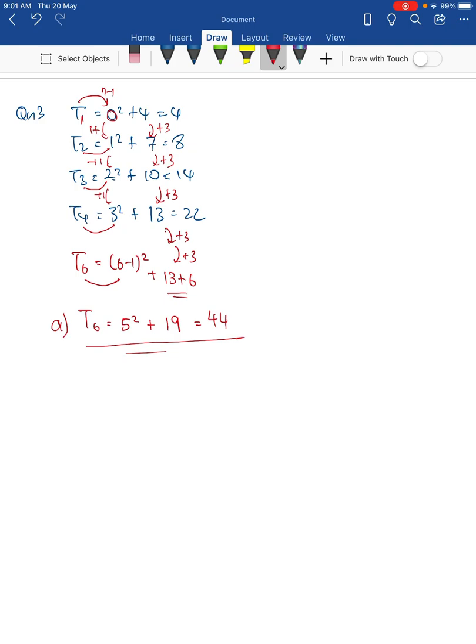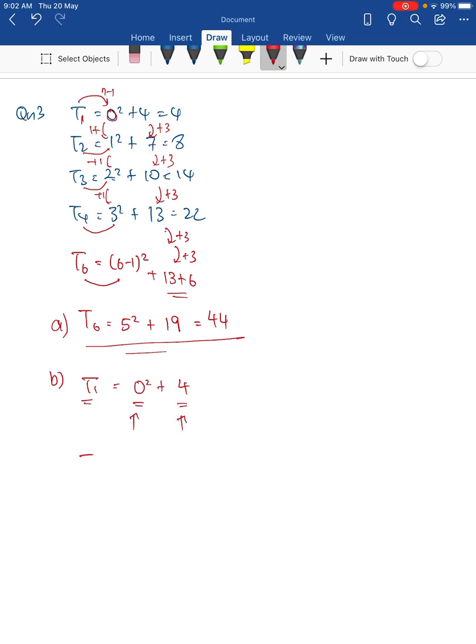Okay, next part B. We are supposed to find the nth term, Tn. So this one is slightly more difficult. So how do we do this question? First we need to break down into two parts. So T1, you can see that is 0 square plus 4, right? So each term there are two parts. So this is first and this second.